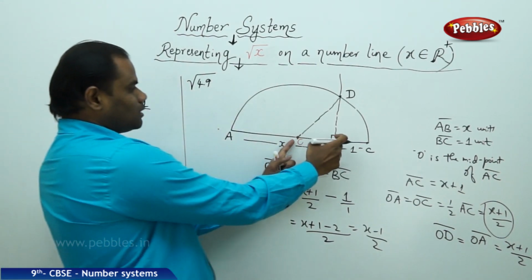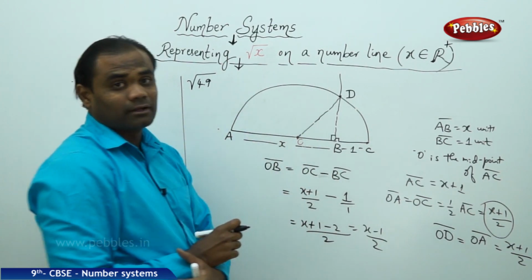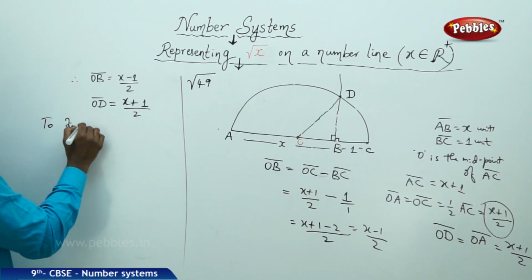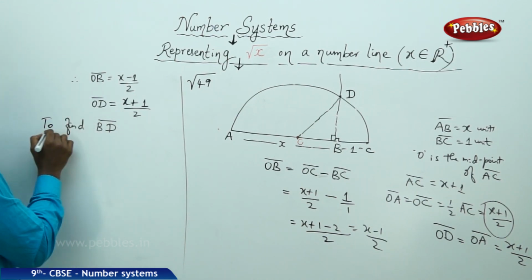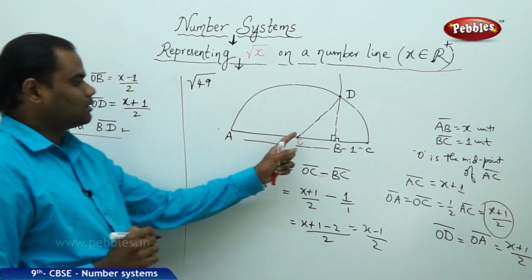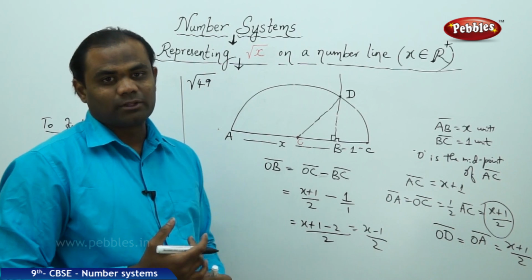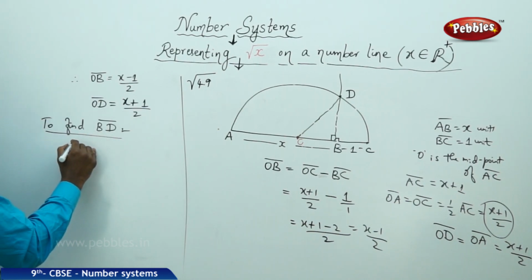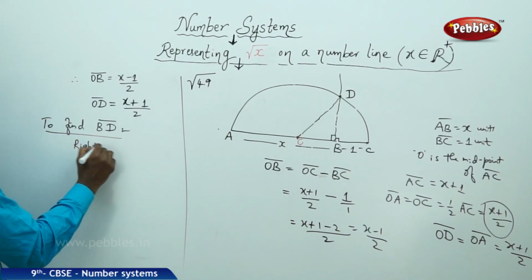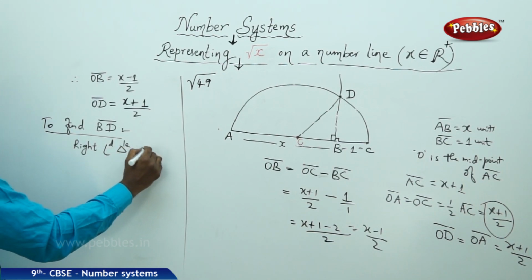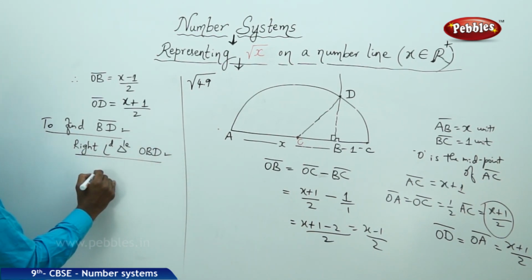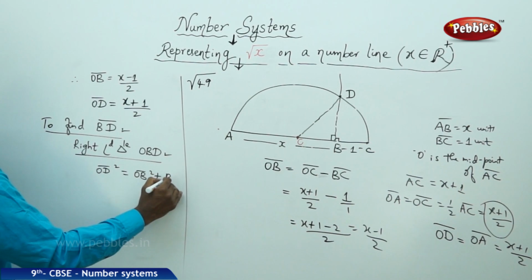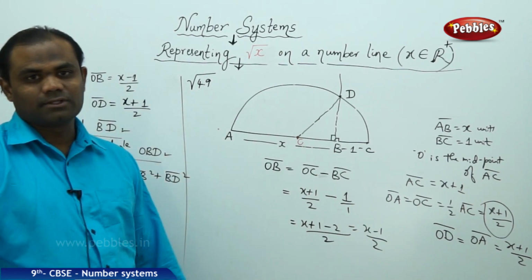Now I have OB and OD, through which I am going to find the length BD. To find the length BD, we use the right angle triangle OBD, and through the Pythagoras theorem, let's find BD. In the right angled triangle OBD, OD square equals OB square plus BD square, using the Pythagoras theorem.